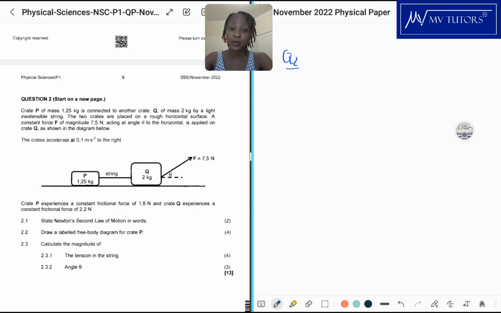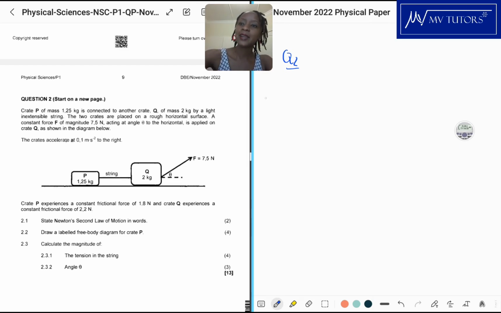The reason why we have different frictions could be that P and Q are made from different materials, or the surface that P and Q are on is different. On one portion, maybe it is rougher or smoother, but there are factors that could warrant the friction forces being different. But let's just get straight to the question. 2.1 says, state Newton's second law of motion in words.